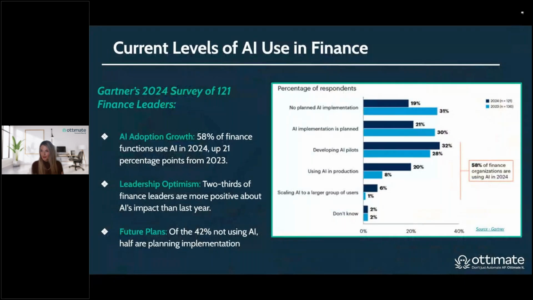As you're thinking about your usage of AI and automation, let's take a look at where other finance professionals stand today with how they're implementing AI. If you haven't started using AI yet, don't worry, you're not alone. And for those of you who have already adopted AI, you're part of the growing trend in the finance world. A recent survey by Gartner polled 121 finance professionals. It showed a clear increase in AI adoption from 2023 to 2024. In 2024, 58% of finance teams are already using AI. That's a significant jump of 21 percentage points compared to last year.